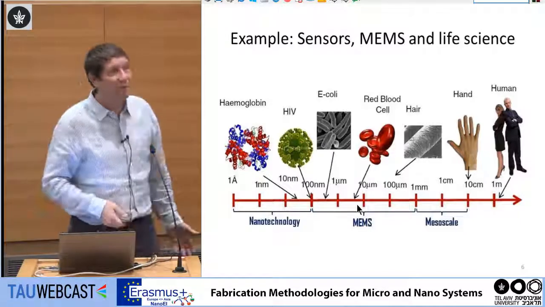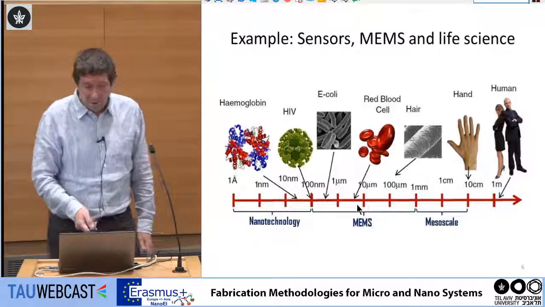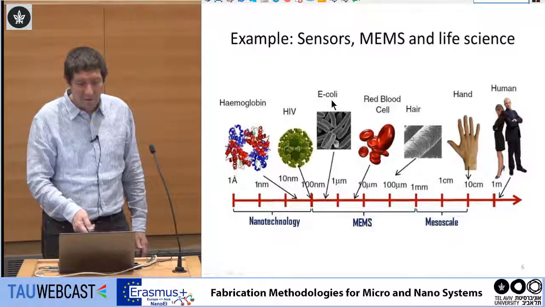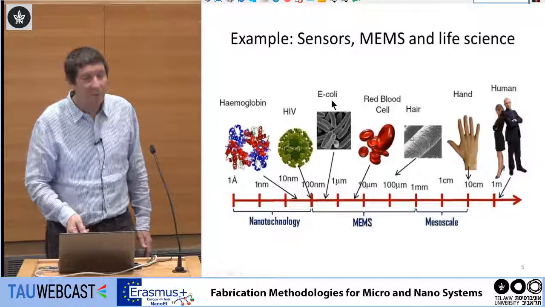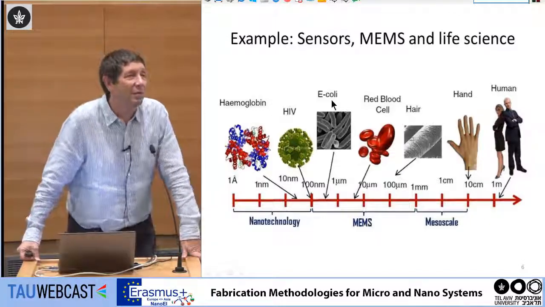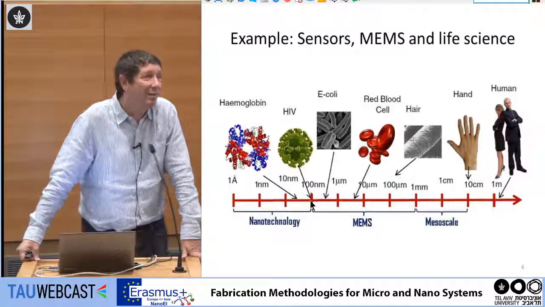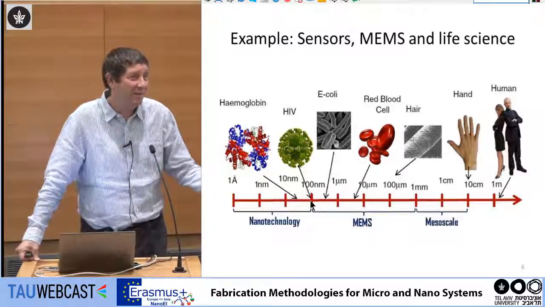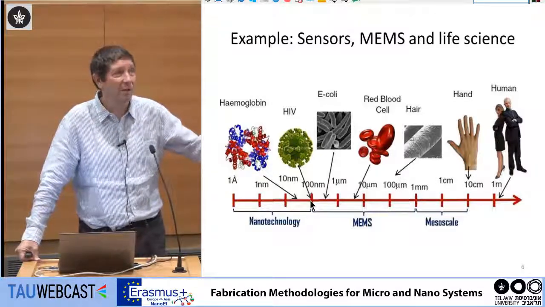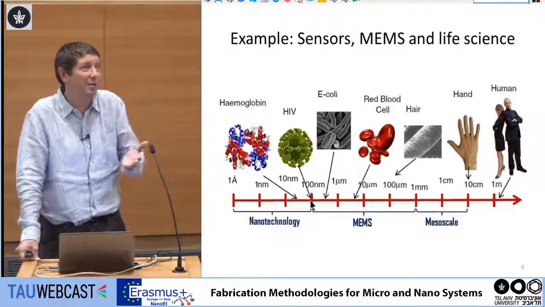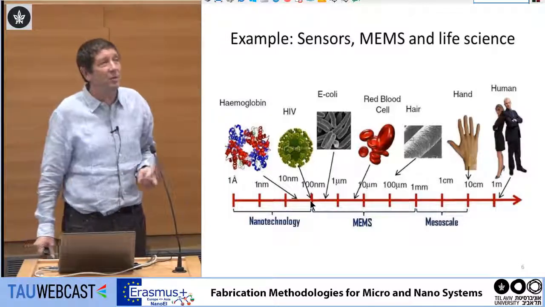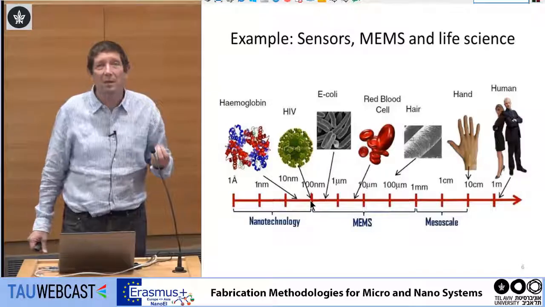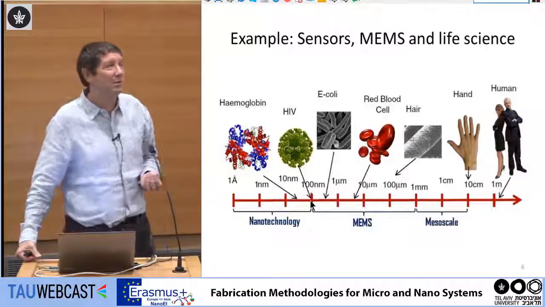And we have MEMS devices about the same size. Or if you talk about viruses, a virus is about 100 nanometers, and the size of the transistor today is less than 10 nanometers. So we are in an era where the size of things in electronics and the size of things in life science is about the same. So integration between life science and microelectronics is just natural.